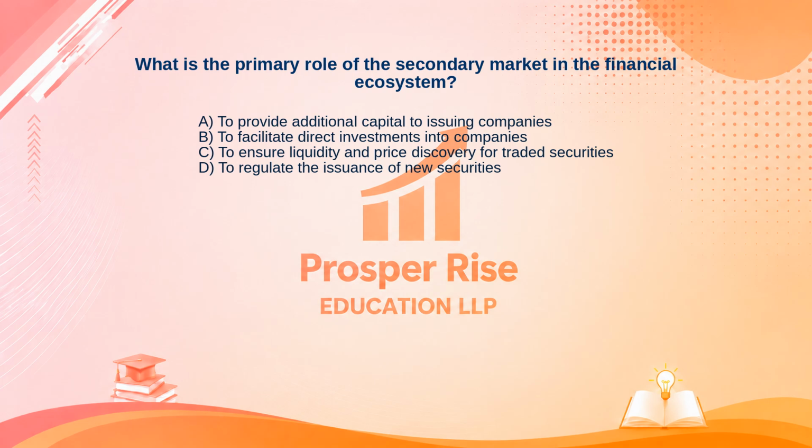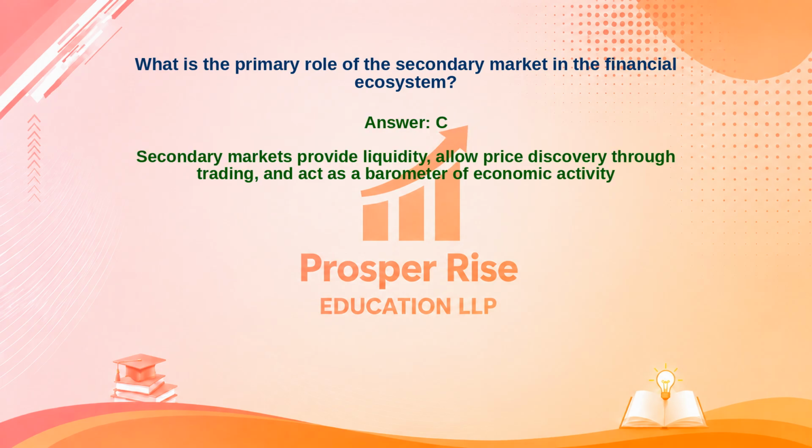Take a moment to pause the video and decide. The correct answer is option C. Let's see why. Secondary markets provide liquidity, allow price discovery through trading, and act as a barometer of economic activity.